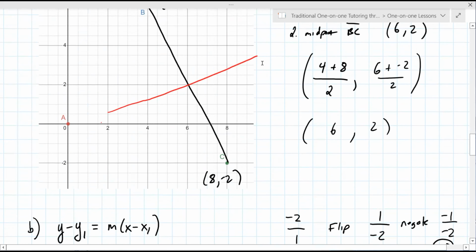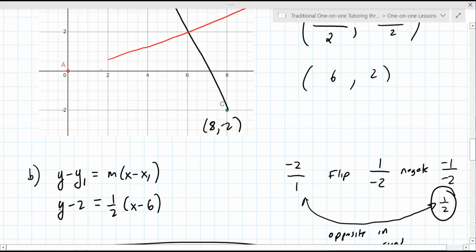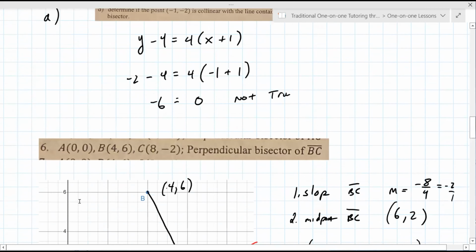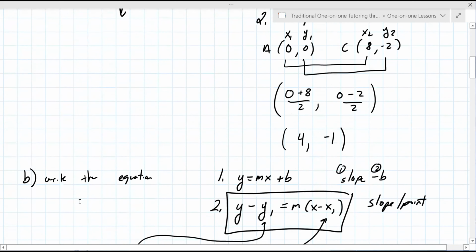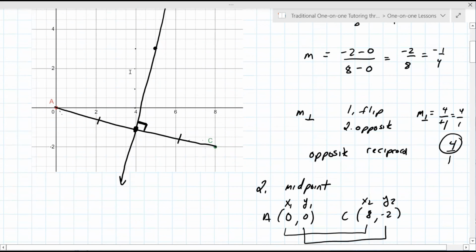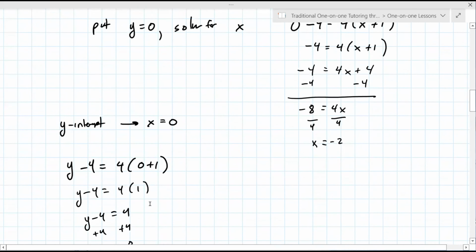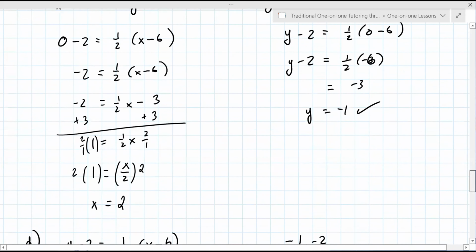This red was the perpendicular bisector, and that's the equation we came up with. We did this, you do that. And then we did that in the previous problem. We also found the perpendicular bisector. All right, still isn't clear. That's okay. Let's keep going here.